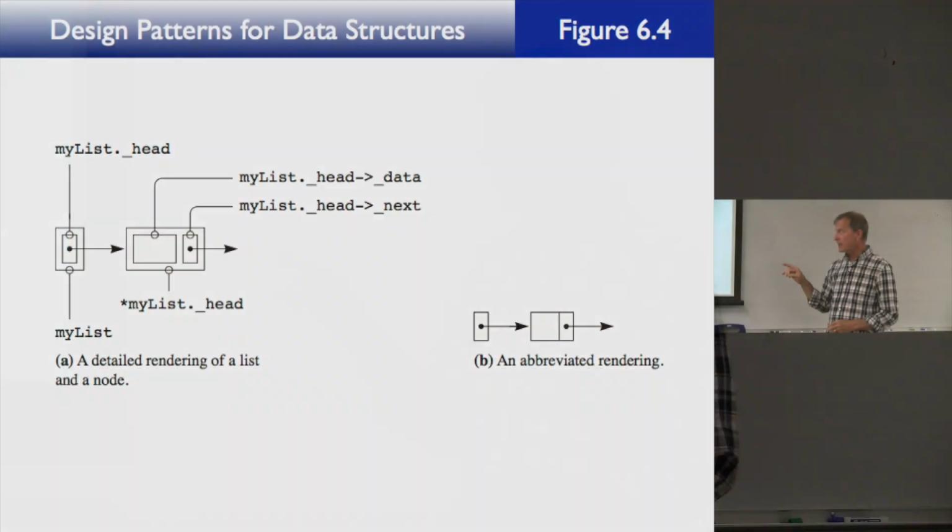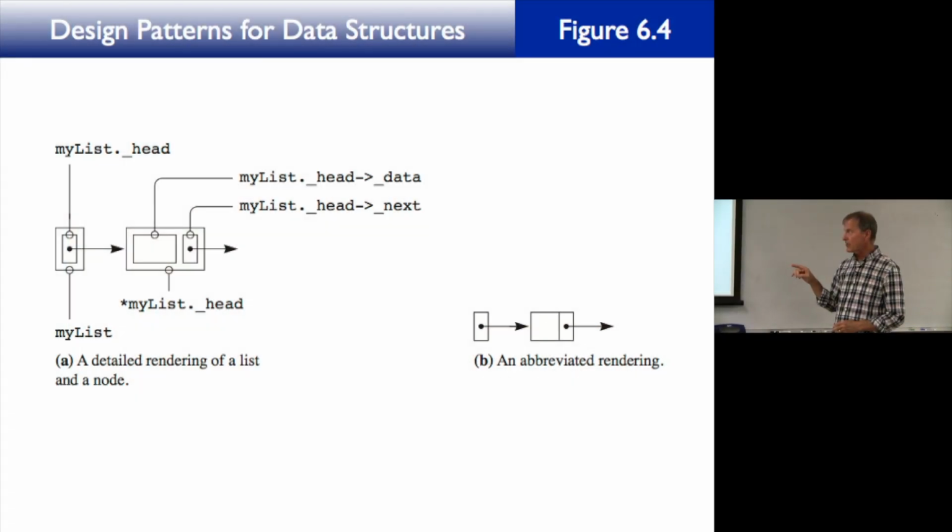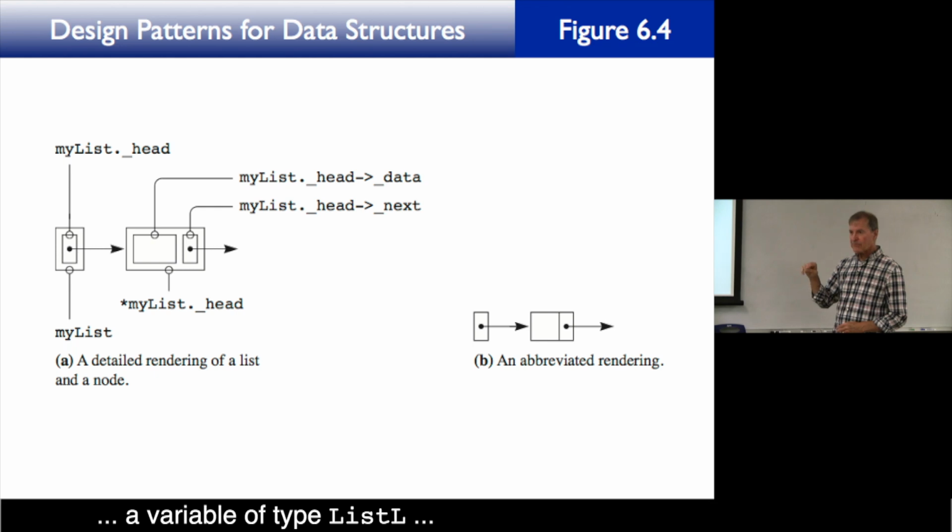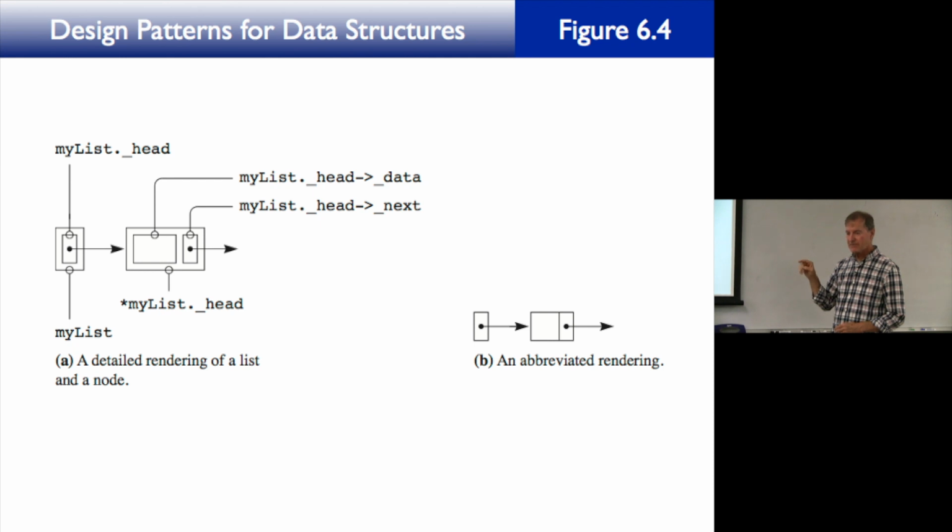So let's take a look now. First of all, let's take a look at the structure of a node, of a list and a node. Now here in figure 6.4a, we have a detailed rendering of a list and a node. So you see the outer box on the left, it says my list. So if you have a variable of type L node and my list is of type L node, that box represents my list. And then a list has a what?